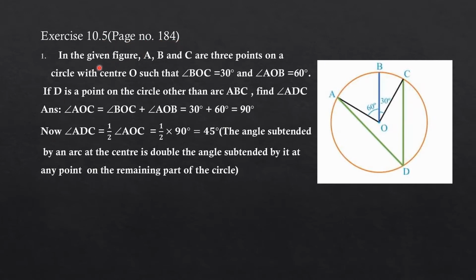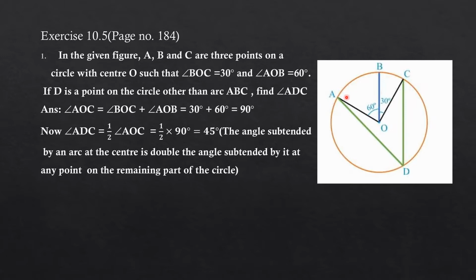In the given figure, A, B, and C are 3 points on a circle with center O, such that angle BOC equal to 30 degree and angle AOB equal to 60 degree. If D is a point on the circle other than arc ABC, find angle ADC.